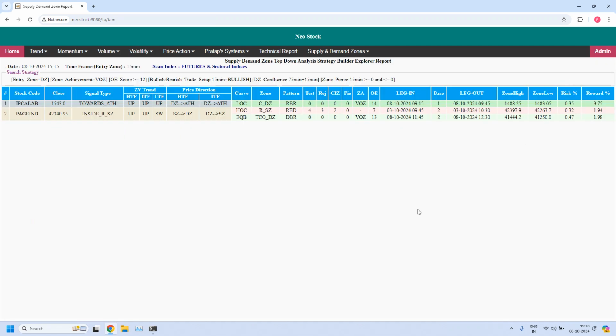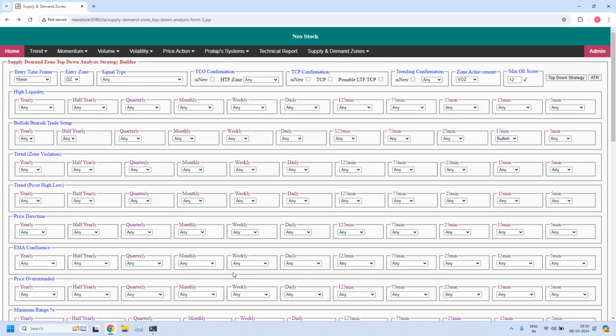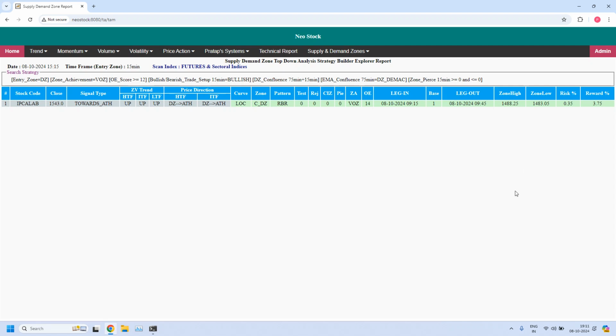Let's verify. 2 stocks. Earlier 4 stocks we got, right? In these 2 stocks, the LTF zone is part of the ITF zone. That means the 15 minute zone is part of the 75 minutes demand zone, and the 75 minutes demand zone trend is up. If they have daily EMA confluence, it's a high probability setup. Let me verify. In the EMA confluence, 75 minutes demand zone with daily EMA confluence. Only one stock has EMA confluence. It's a high probability setup.